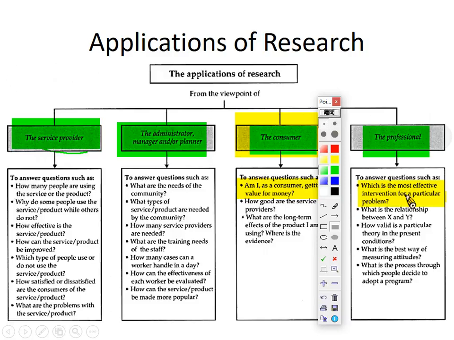And maybe what is the relationship between X and Y, and how valid is a particular theory in the present conditions. So there are a lot of considerations for professionals. Maybe in our jargon we use a lot of fancy terminologies. But basically, what is the relationship between X and Y? It's a correlation between two variables. That's right, right? So, correlation.